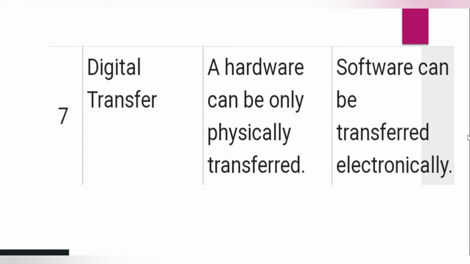Now what about software? Software can be transferred electronically. Software is not a physical part. We cannot carry software from one place to another. So for sharing software with other people, we have to transfer it electronically. Electronically means we can transfer that data onto an external device, or we can transfer that data through an internet connection as well. So this was about digital transfer.